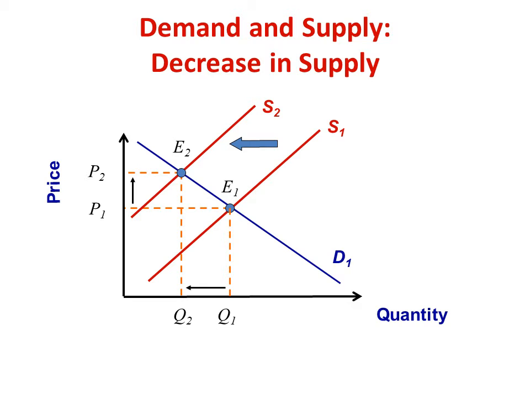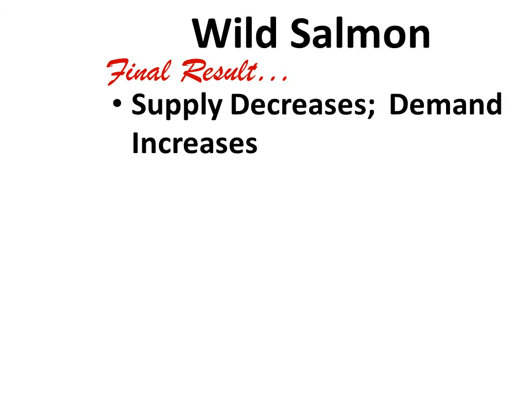So, what's the final result here? Well, it's important to identify what happened, the final result of this wild salmon. Well, we know we had supply decrease because of the harsh weather, the rough seas. We also had a demand increase because of an increase in the taste and preferences. Both the supply decrease and the demand increase raised the price because a decrease in supply drives price up and an increase in demand drives price up. So we know that happened for certain.